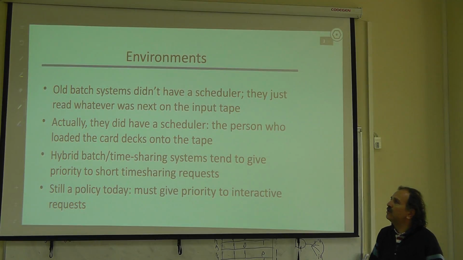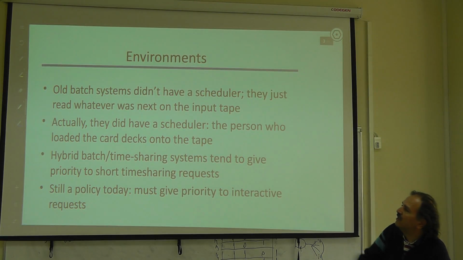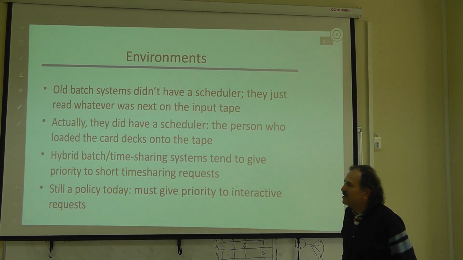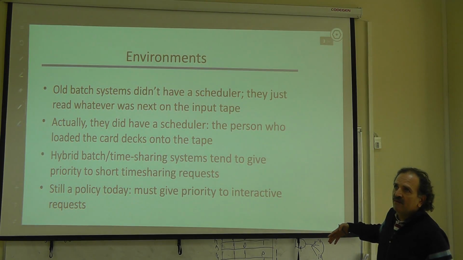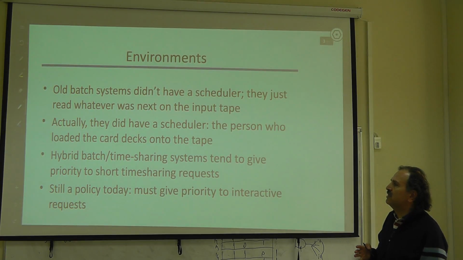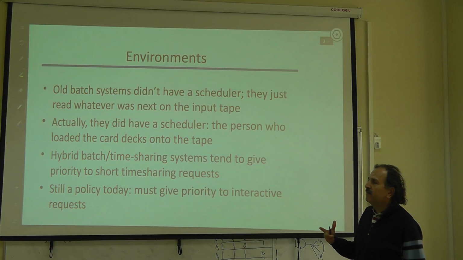In the old batch systems, they didn't have a scheduler. They just read whatever was next on the input tape. Actually, the scheduler was the person who fed the tape to the system. He decides which batch job runs next. Later, when we started having time-shared or interactive systems, we had the problem of which process to run next.